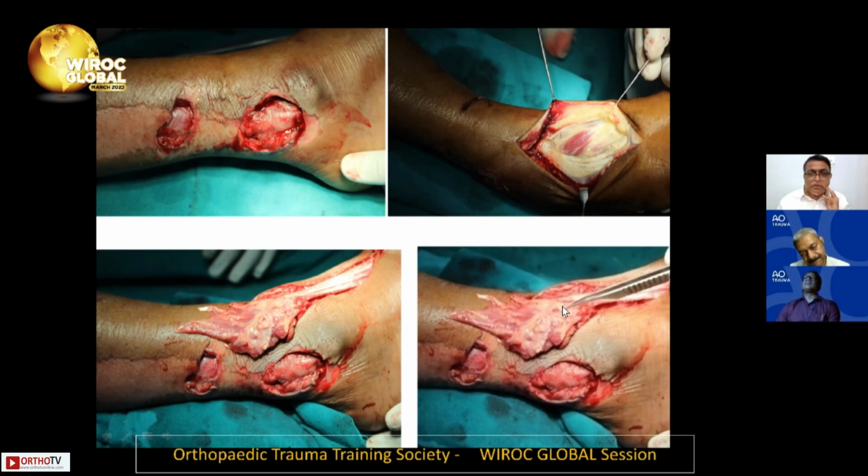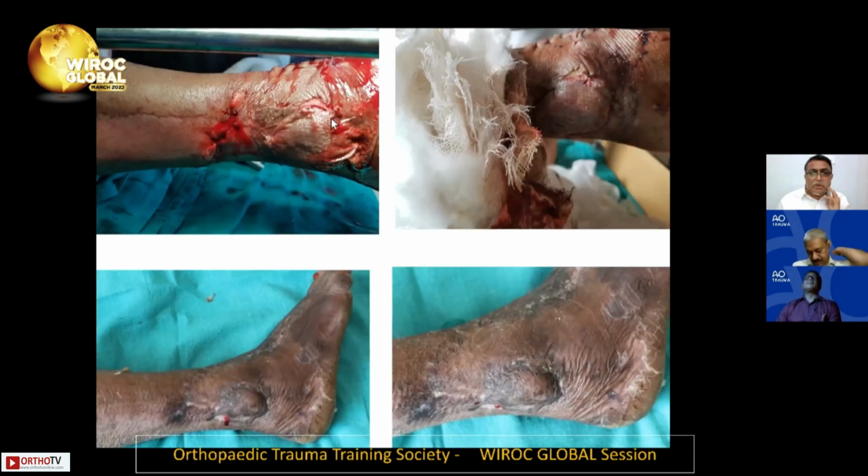This muscle flap has the potential to be dissected up to the mid leg, and one can even cover the anterior part of the fibula with the help of the extensor digitorum brevis muscle flap. So these are the intraoperative pictures. The early post-operative coverage is by primary partial thickness grafting over the muscle flap. This is the early result after 72 hours.